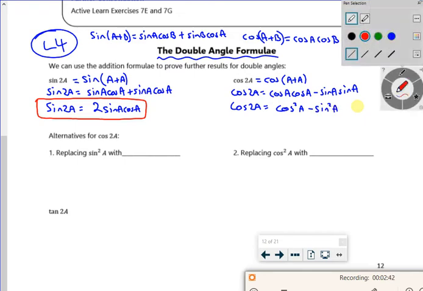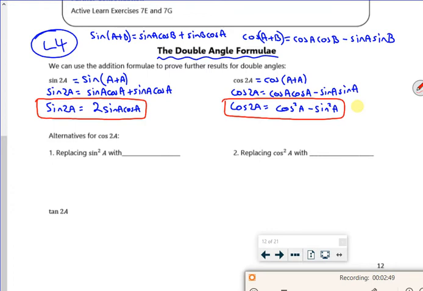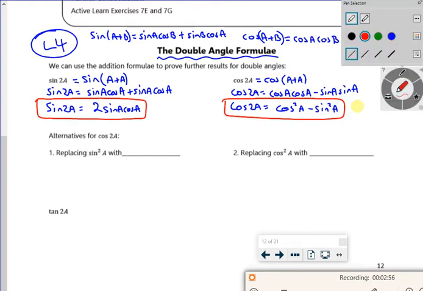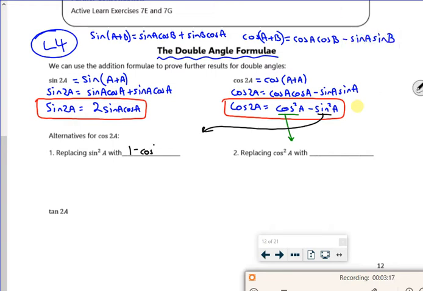So that's another one to remember or derive if you can't remember it. I remember the 2 sine A cos A. I remember the cos squared minus sine squared. Now what's quite nice is, because I've got a cos squared, I can change that into 1 minus sine squared, which is what this bit does here. Or I can change the sine squared into 1 minus cos squared. So it says here, replace sine squared A with 1 minus cos squared A. So my cos 2A would become the cos squared A I had before minus 1 minus cos squared A.